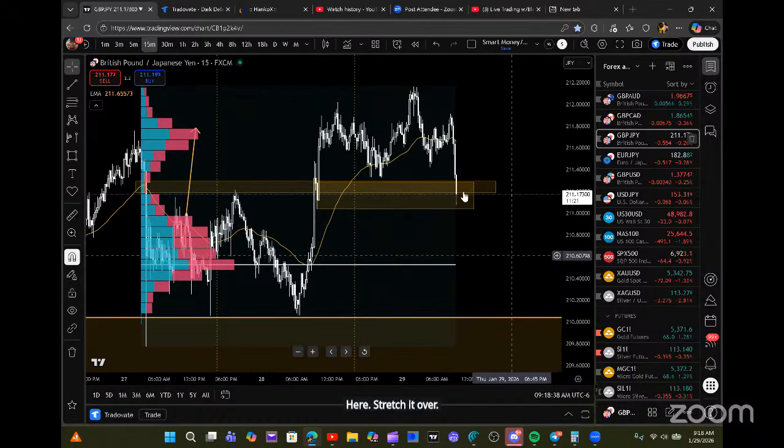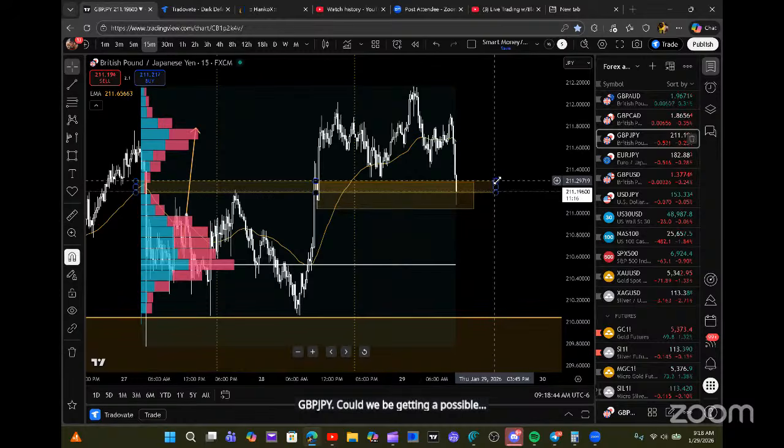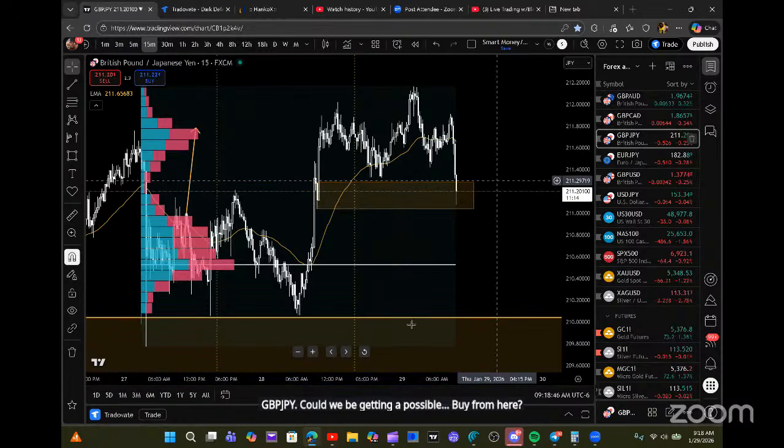GBP JPY. Could we be getting a possible buy from here on GBP JPY?